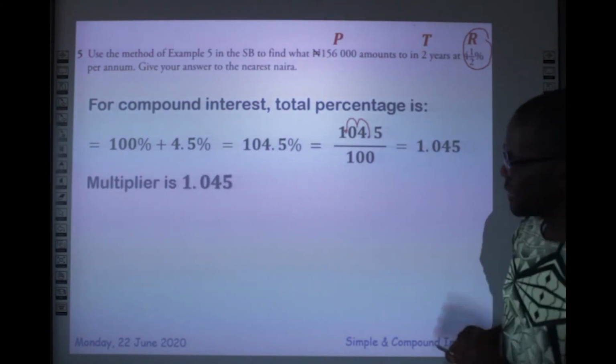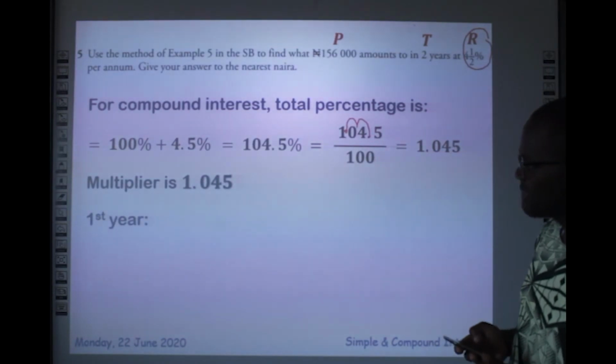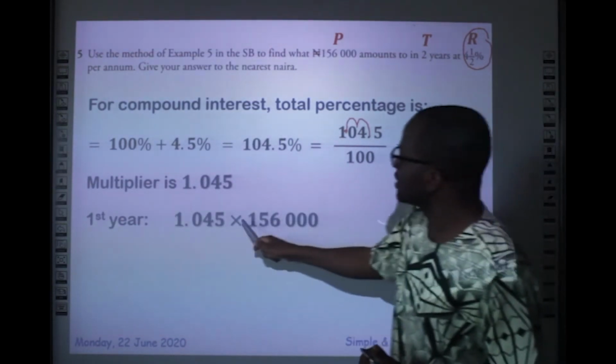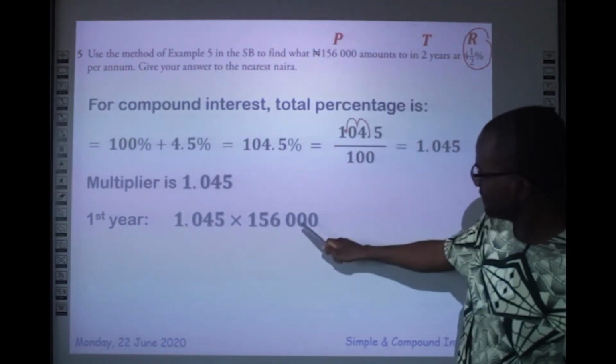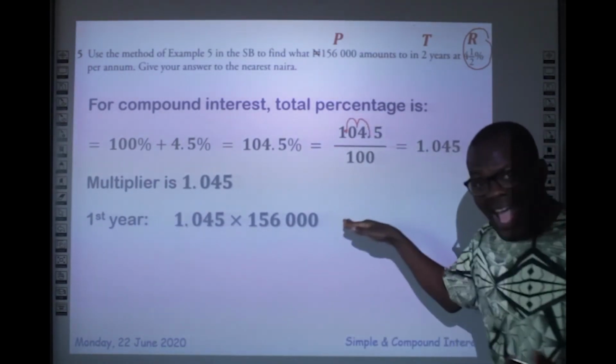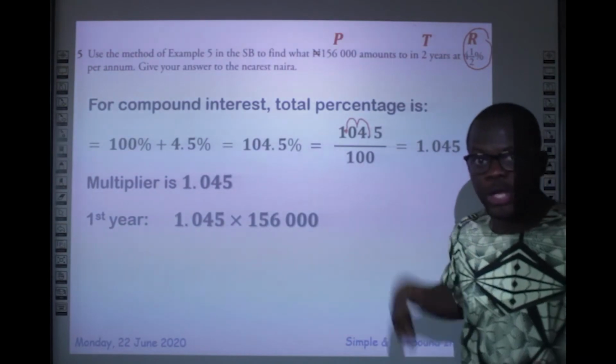So you start with the first year, you take the multiplier and you multiply that by the principal, 156,000 naira. So by the end of the first year, what do you have?